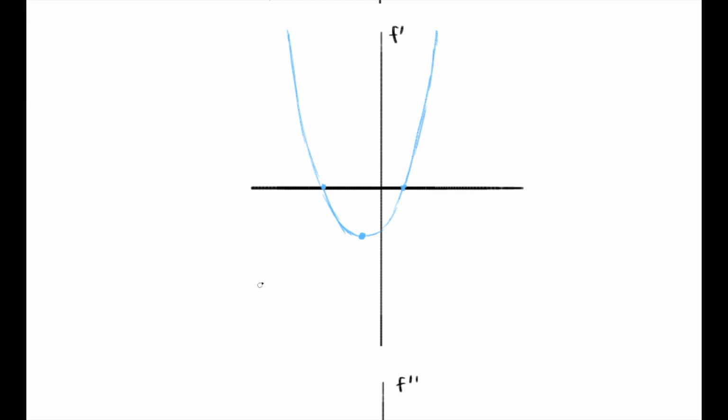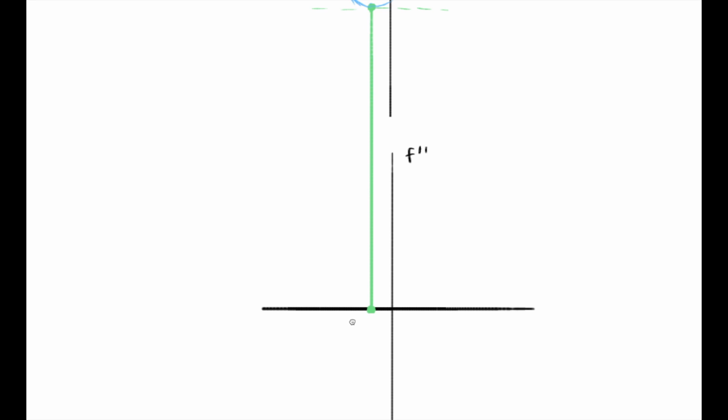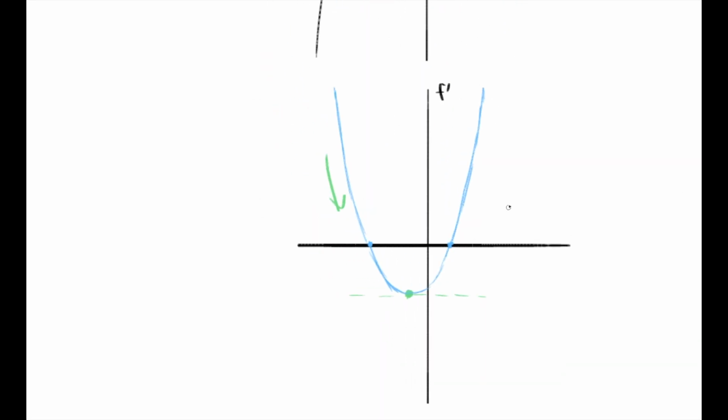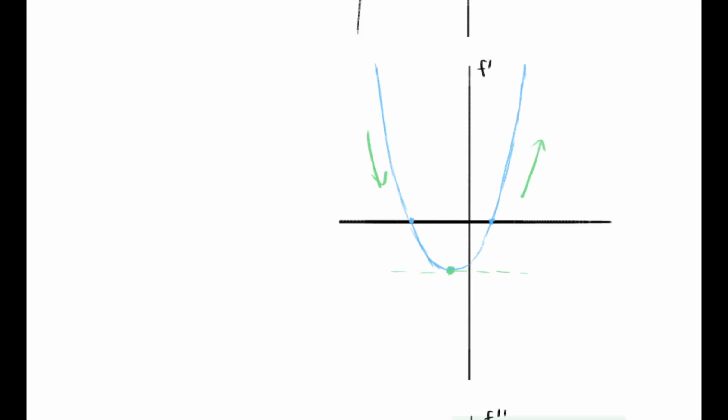To graph f double prime from f prime, we see that there is a minimum here, because the slope of the tangent line is 0. This means that the graph of f double prime at this point would be on the x-axis. F double prime will be below the x-axis where f prime is decreasing and has a negative slope. And f double prime will be above the x-axis where f prime is increasing and has a positive slope.